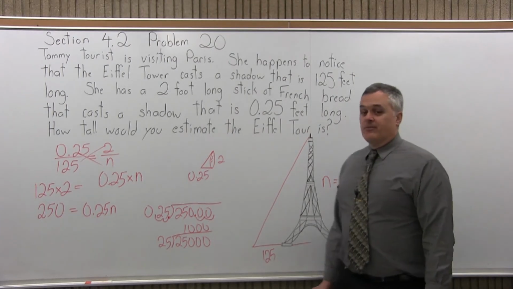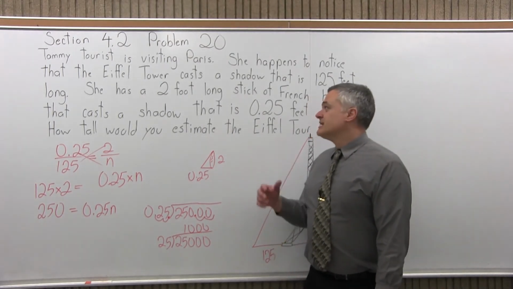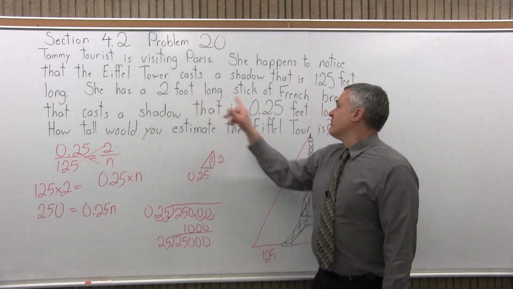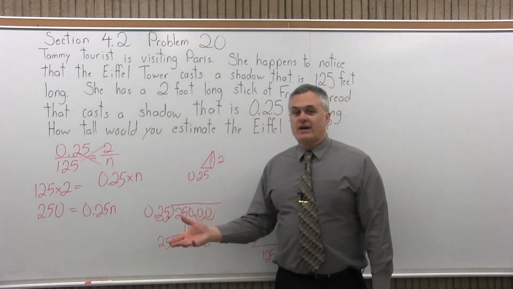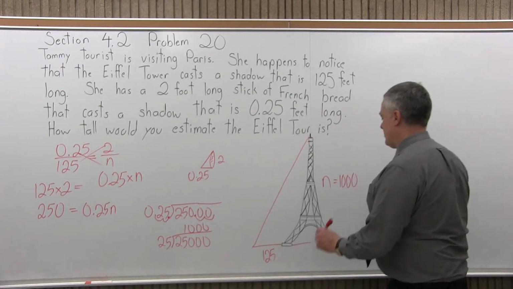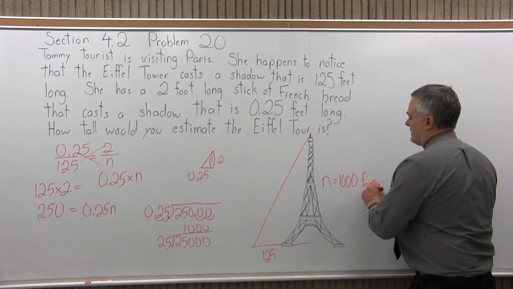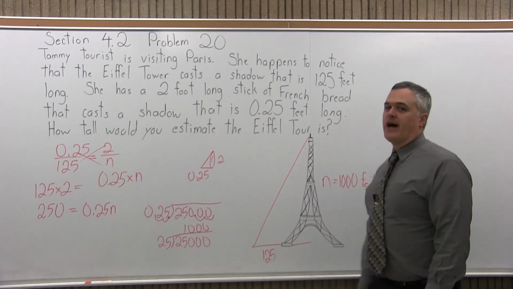1,000. Now, again, this is an application question. It's given with units of measure. Everything is in feet. So our answer of 1,000 is in feet. It's in the same units of measure. So the height of the Eiffel Tower we would estimate to be 1,000 feet tall.